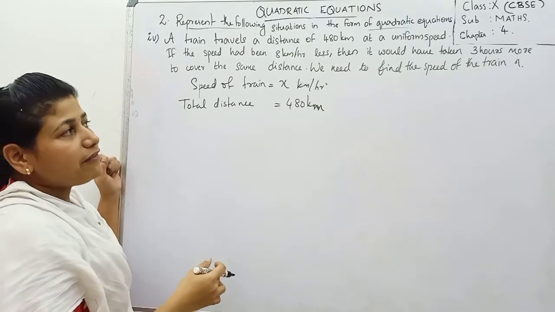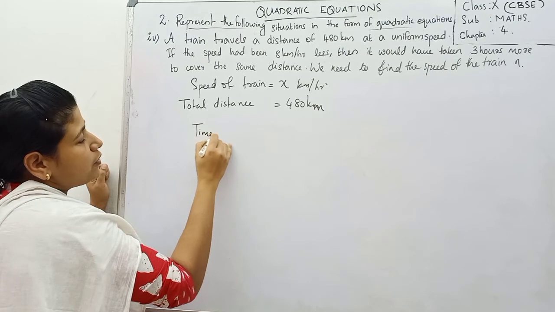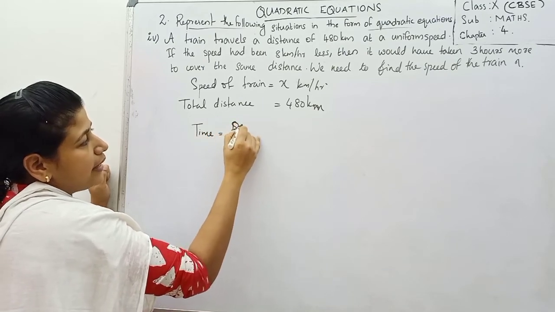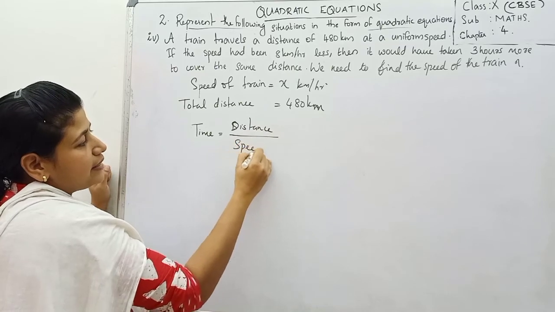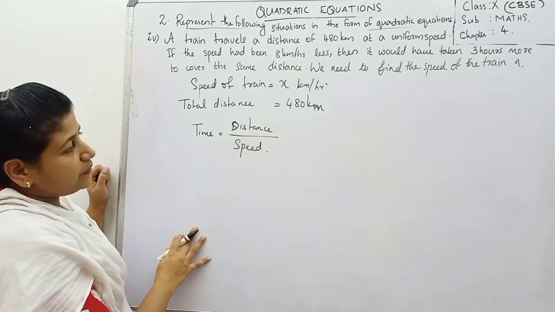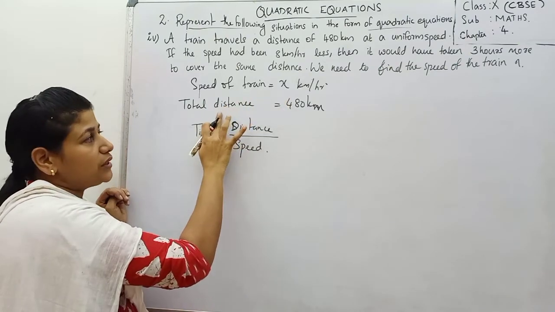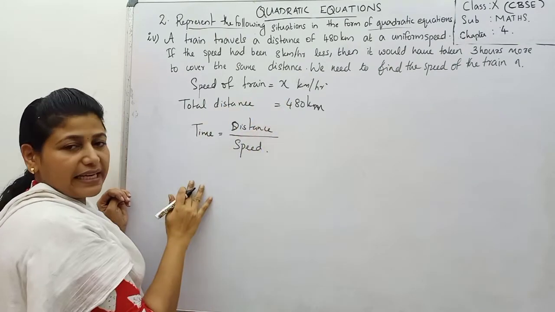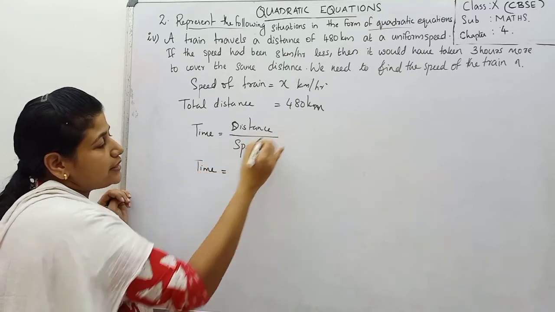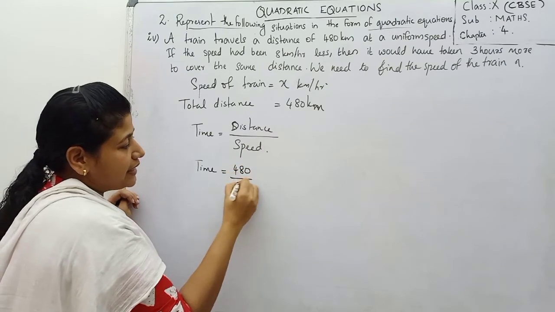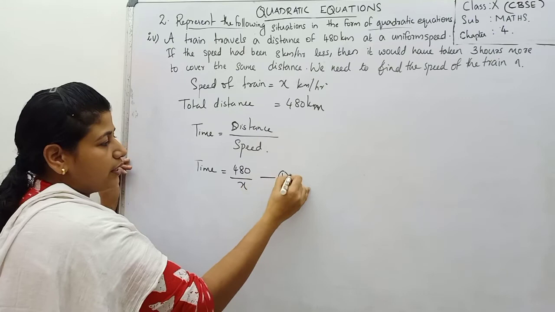Okay. We have studied in our small classes that time can be found by using distance by speed. Time is distance by speed, isn't it? If the speed of the train is x and the total distance travelled by the train is 480, then the time will be distance 480 by x. This will be your time. So this is the first equation.